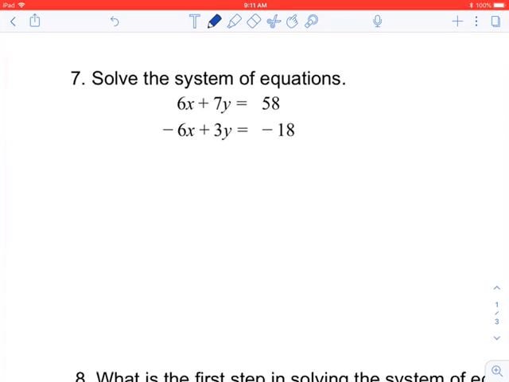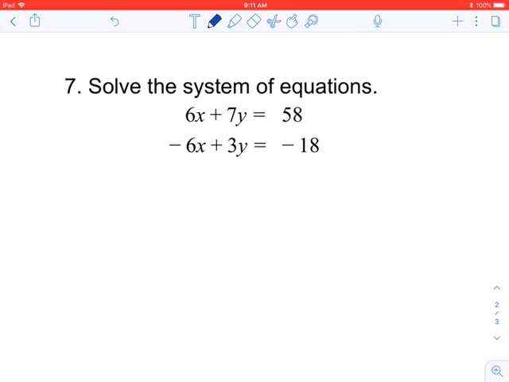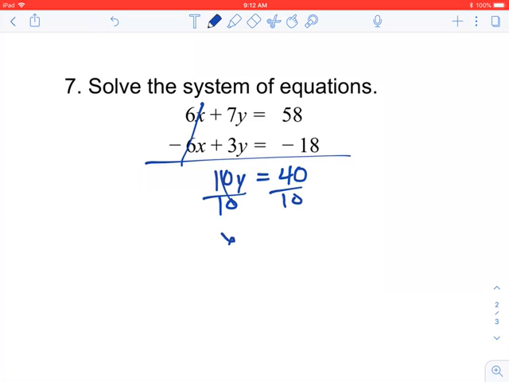This one, same deal. This time I'm going to use elimination because elimination is used to get opposites so that they cancel out. They eliminate. So in this case, right away I notice 6 and negative 6 are already opposites, so I don't need to change anything. 6 plus negative 6 cancels. 7 plus 3 is 10y. And then 58 plus negative 18 is going to be 40. And so I divide by 10 to get my y value.